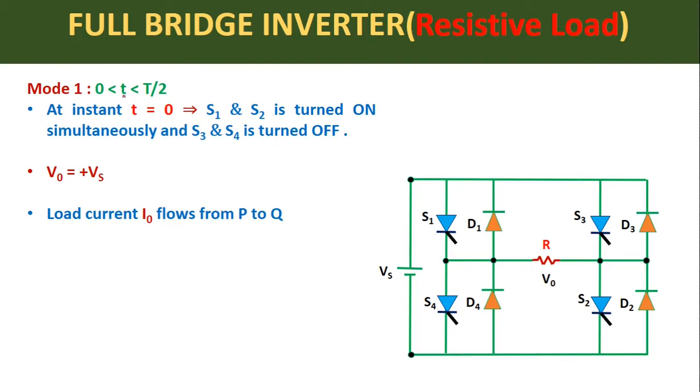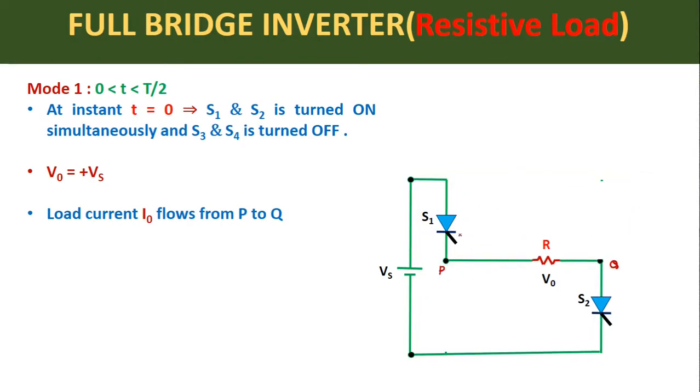It goes from time t equal to 0 to T by 2. At instant t equal to 0, this S1 switch and this S2 switch, which are connected diagonally with each other, are turned on, and this S3 switch and S4 switch will be in the off condition during mode number 1 operation. So now the final circuit diagram will look like this. Here you can see only S1 and S2 switch are operating, that means they are on, and the rest of the devices, diodes plus 2 thyristor switches S3 and S4, will be in the off condition and they will act as open circuit. So here this is the circuit diagram during the mode number 1 operation.